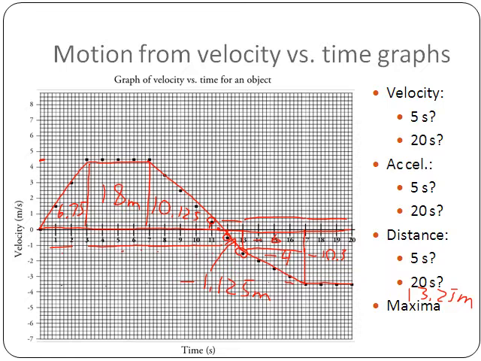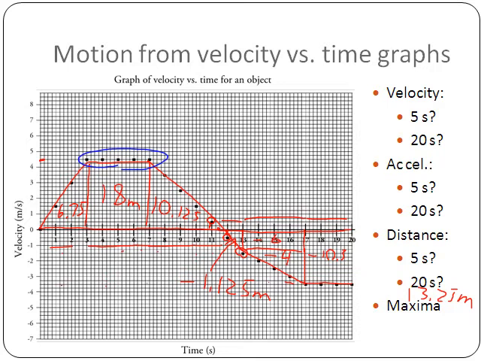What is the maximum velocity? What is the maximum acceleration? What is the maximum distance? So for maximum velocity, it's pretty straightforward. You look on the graph, what's the highest point? In this case right here, the maximum velocity is basically going to be this section right up top. That's where it's at its fastest, and so that would be at basically 4.5 meters per second.